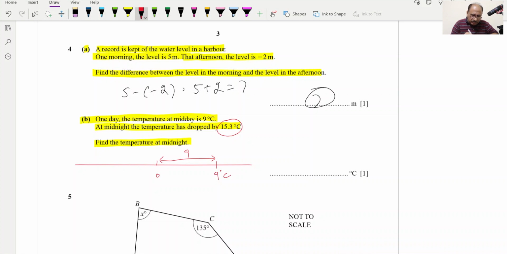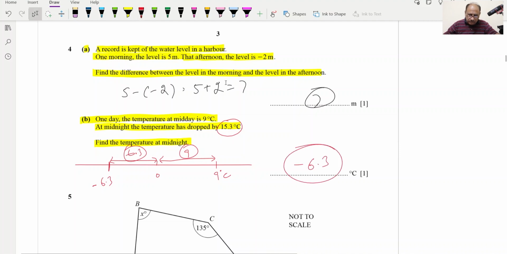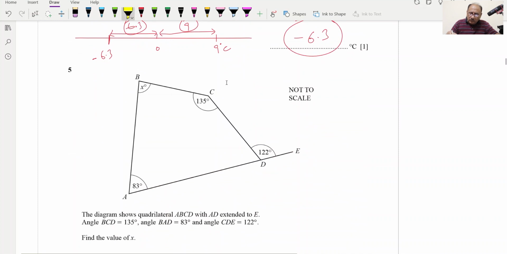So we can take 6 like over here, and this will be in the minus direction. This will be minus 6. So we can say the total difference is 15. And the final temperature, the temperature at midnight, will be minus 6. Hopefully you understood this.